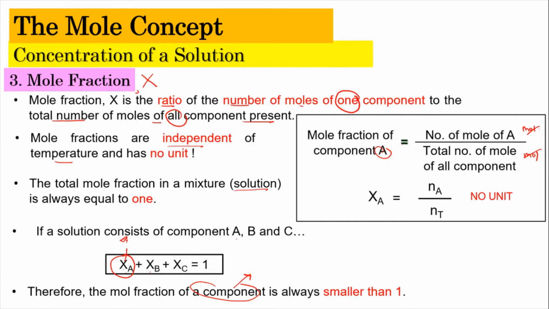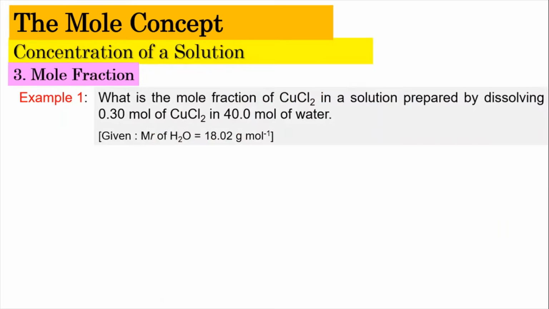For example, I can say that XA is equal to 0.3, XB might be 0.5, XC might be 0.2. But the summation of XA plus XB and XC is going to equal 1. Okay, so in order to understand more about this, let us look into the example.